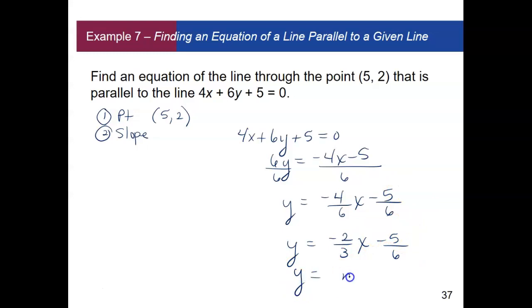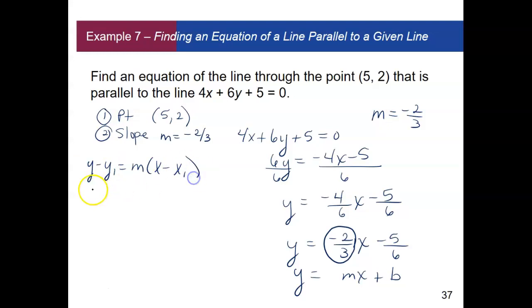We've got y equals mx plus b. So this is my slope, and that's really what I need here, because the slope of this line is -2/3, the one that they give me. But the one that they want me to write the equation of is parallel to that. So because it's parallel to that, it means it has the same slope. So for this one, I'm actually going to use the -2/3 as my slope to then write the equation of this line. So I'm going to have y minus y1 equals m times x minus x1. So y minus 2 equals -2/3 times x minus 5.